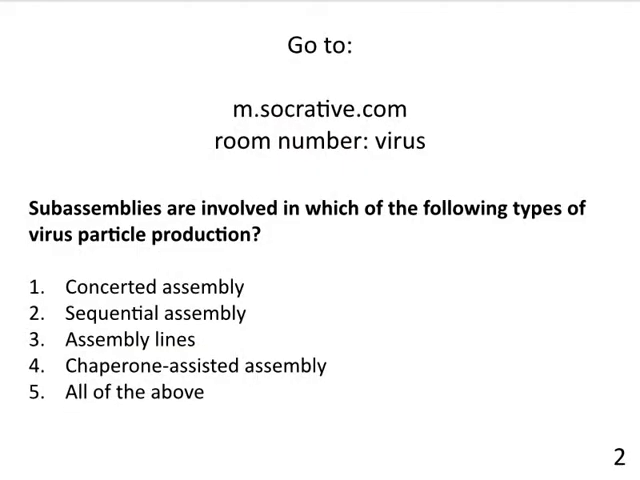Okay, the answer is all of the above. So let's take a look at that. So subassemblies are part of all of these different things that I've told you. Concerted assembly, sequential, doesn't matter whether the capsid comes together all at once or in stages. Assembly lines for sure, and chaperone-assisted assembly. So subassemblies are part of all of this. It's not specific to any of these individual types of assembly.